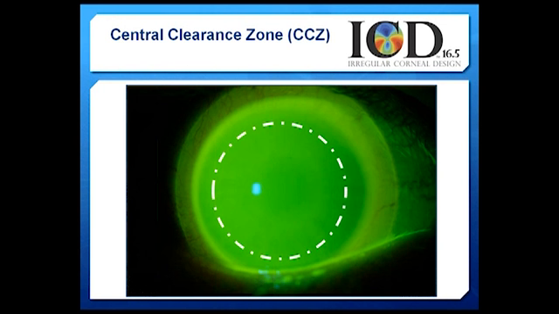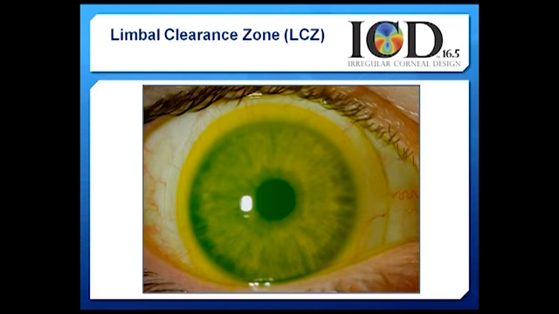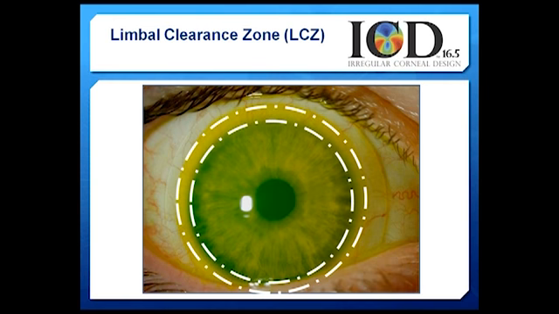And that's the first thing that you want to look at when you drop an ICD diagnostic or a custom order lens, that it completely clears central corneal tissue. The next zone in the lens is the limbal clearance zone, and that's exactly what we want to see, is complete clearance throughout the limbus and in fact into the peripheral cornea as well.